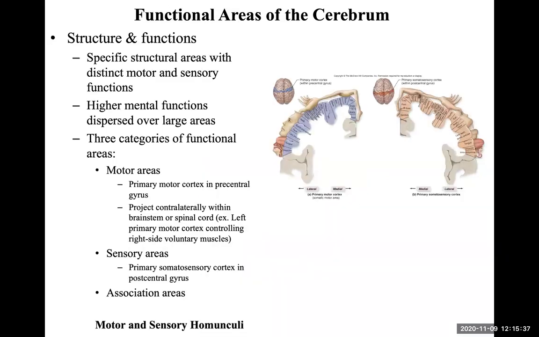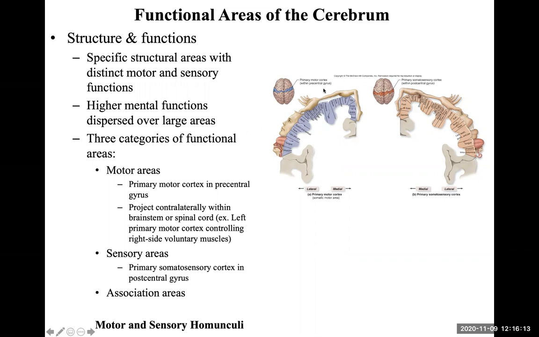Okay, so here are those homunculi that I was making mention of, which again are distorted. You can think of them as kind of like distorted maps that are drawn over both the precentral and the postcentral gyrus. And what they do is they give an appreciation for how much neuronal activity is devoted to a particular part of the body, right? And the distortion part comes from the fact that there are not as many.